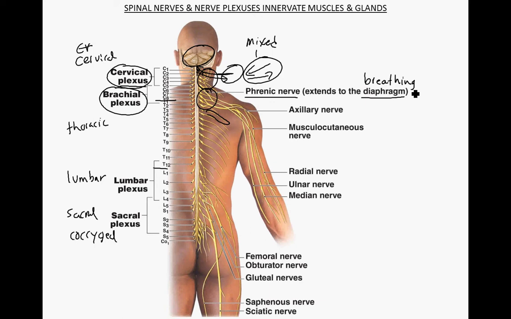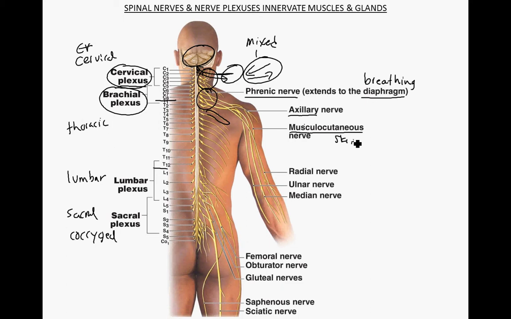So if there's damage to that phrenic nerve, then breathing is affected. The other nerves in these areas, say of the shoulder and the arm, are named for that region, as in the axillary nerve. This would be going near the armpit, innervating the muscles near the armpit. This musculocutaneous, innervating the muscles, and then the cutaneous, referring to the skin in that region.